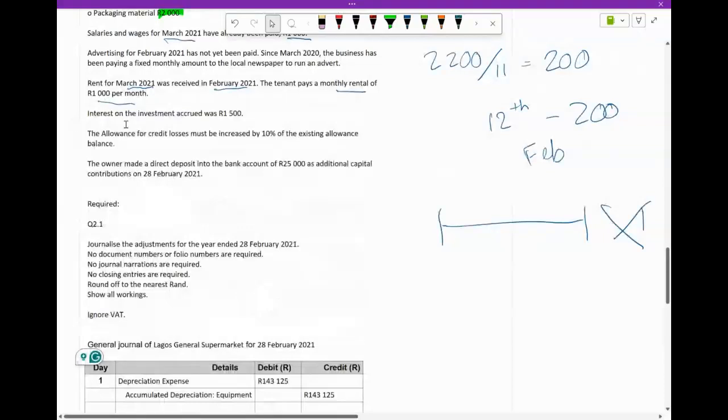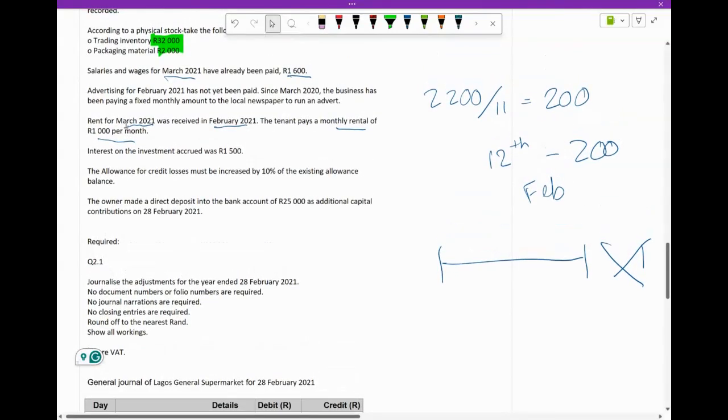Interest on investment accrued was 1,500. So here they're giving us the amount. It's our job to find which account we are debiting, which one we are crediting, and how much we should be debiting and crediting. So here they told us interest on the investment accrued to 1,500.